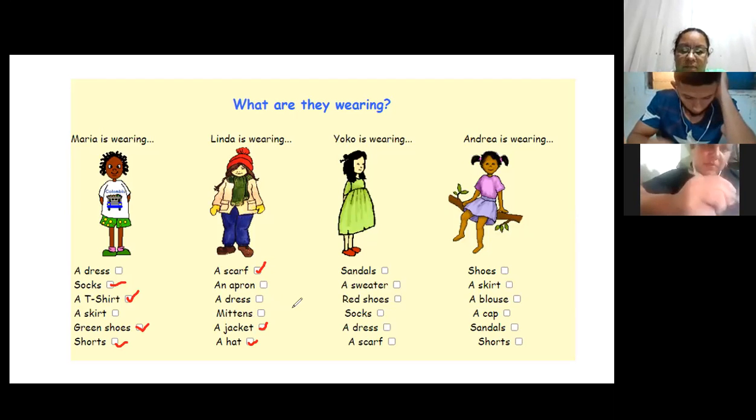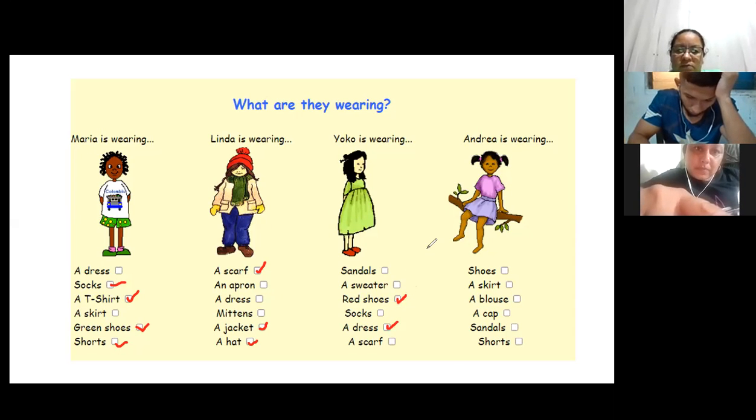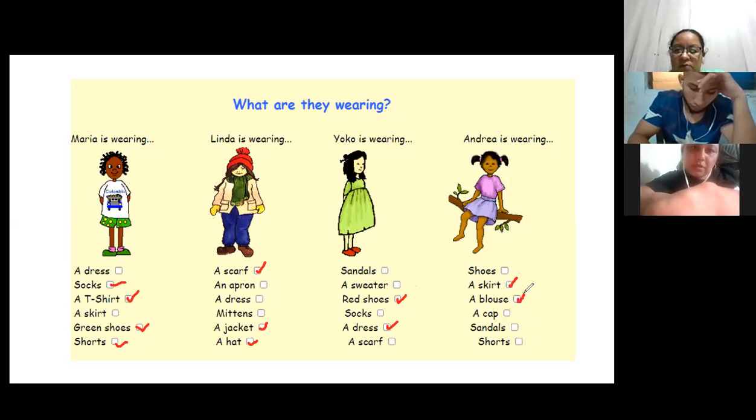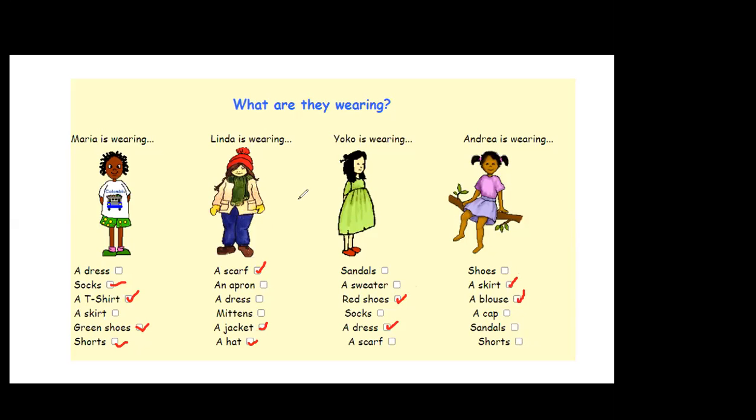Vamos con Joko. A dress. Red shoes. Solo eso, right? Just that. And Andrea. A blouse only. What else? That is all. Just that, right? Okay. Yeah, that's right. Only that. Okay.